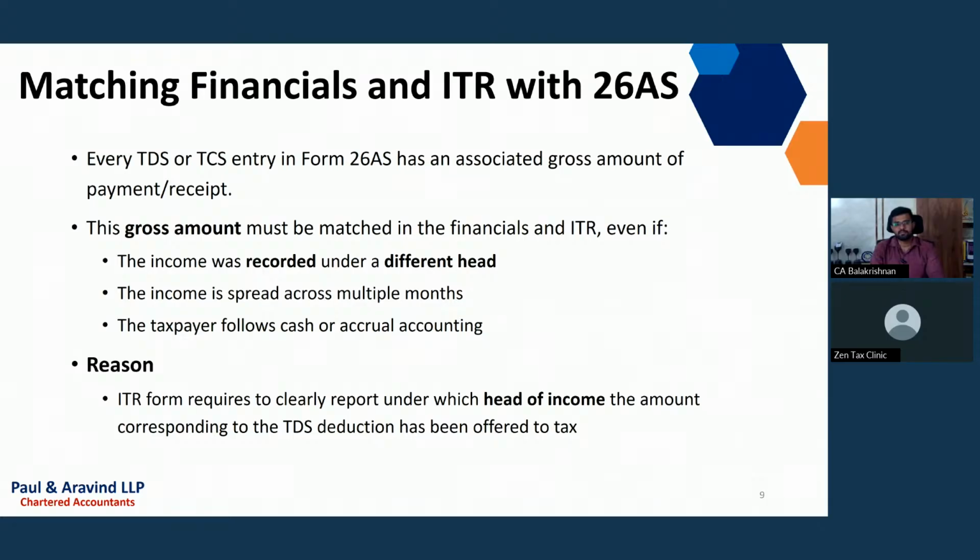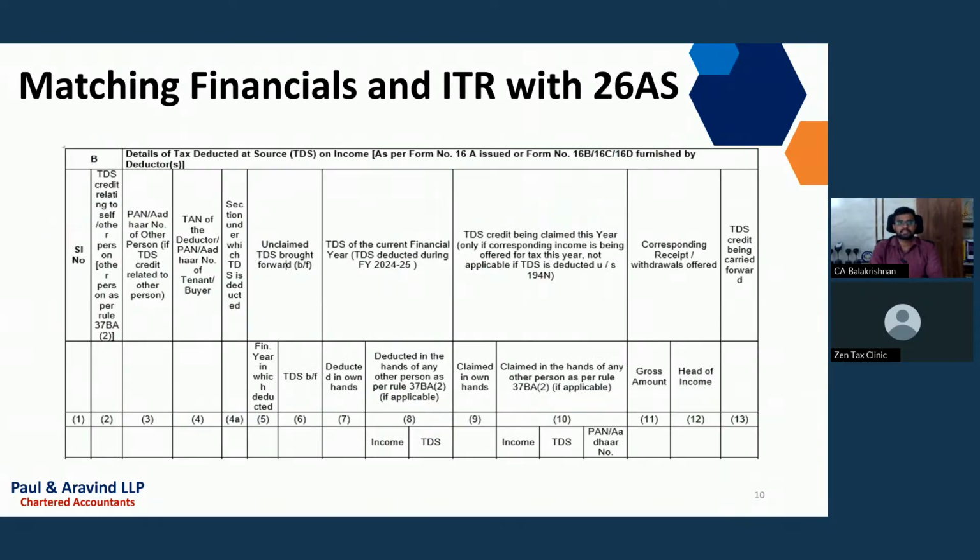Because, as I said earlier, in the ITR form, the heads of income along with TDS deductions offered to tax need to be reported. It has been given here. You can see that this has been taken from the ITR form. The details of tax deducted at source on income must be matched with these schedules.